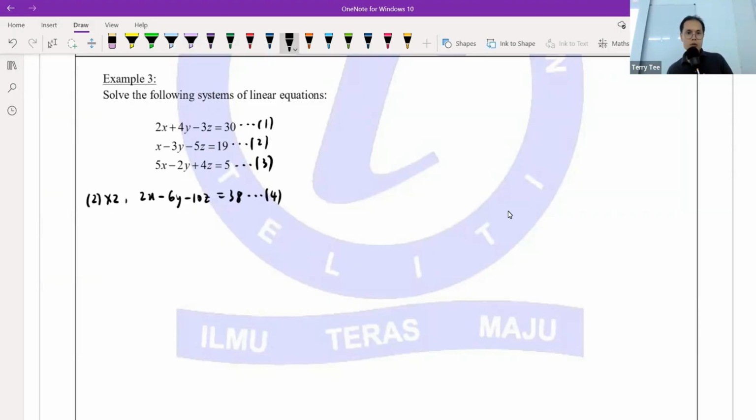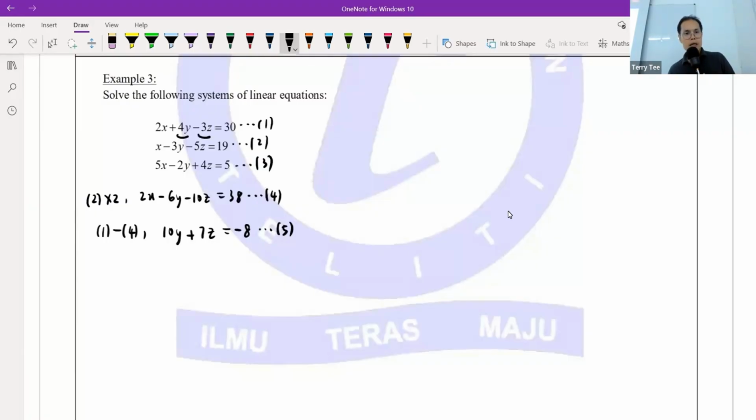So do you plus or minus? Minus. Equation 1 minus equation 4. 2x minus 2x, 0. 4y minus 6y is 10y? Minus 3z minus 10z, so it's plus 7z. 30 minus 38, negative 8. Equation number 5. Right, so I can't do anything with this. I don't know what to do. I'll leave it out. Guys, check out if I made any mistake.